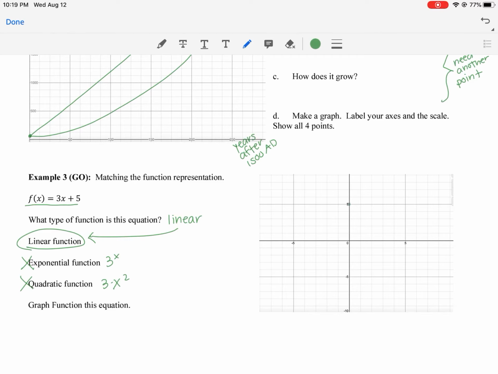So now it says to graph it. So we would go to y-intercept of 5, up 3 over 1, or down 3 left 1, down 3 left 1, and this is what your graph would look like. Okay, hope that helps you get through some of the homework.